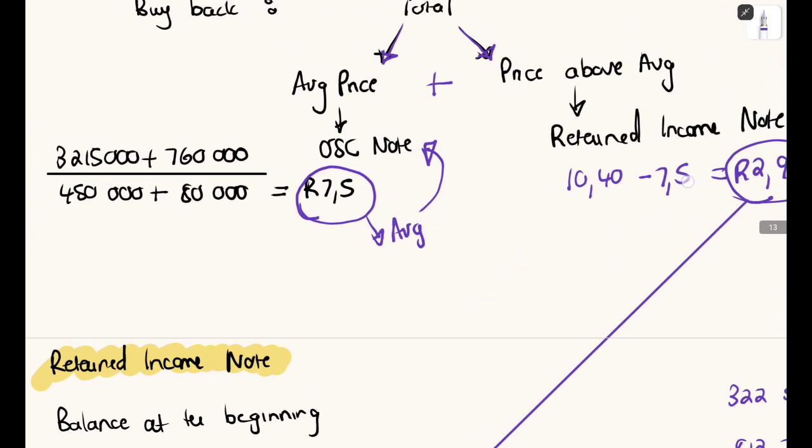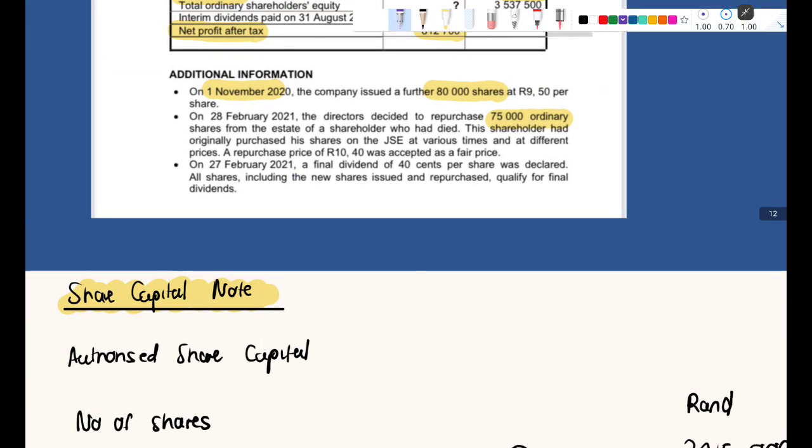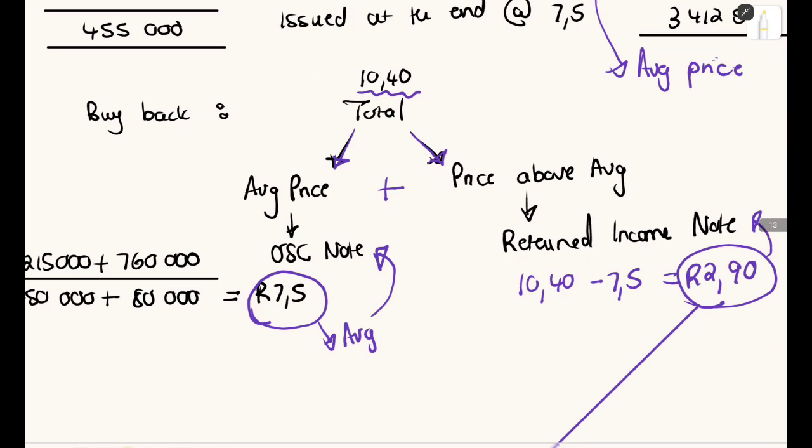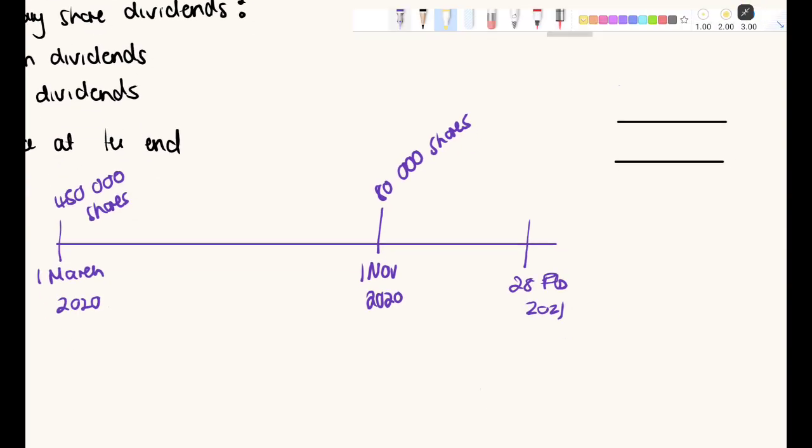Then when is the dividend being declared? Let's read. They told us that on the 27th of February, a final dividend of 40 cents per share was declared. All shares, including the new shares issued and repurchased, qualify for final dividends. So we don't need to exclude anything because all the shares qualify. If they had said the new shares that were issued do not qualify, then I would need to exclude them from my calculation. So on the 27th of February 2021, the dividends are declared.